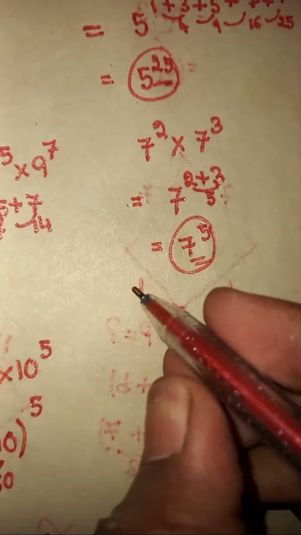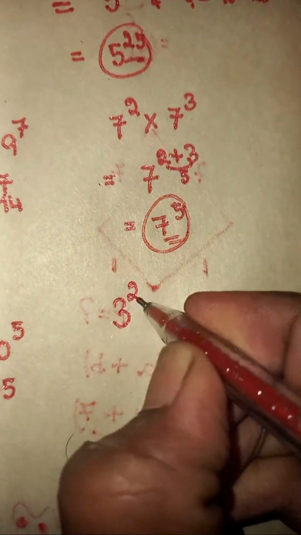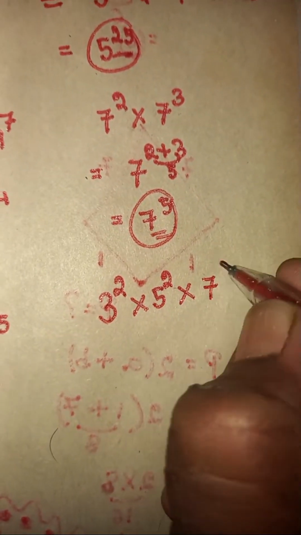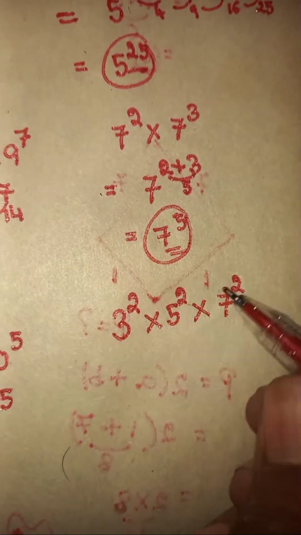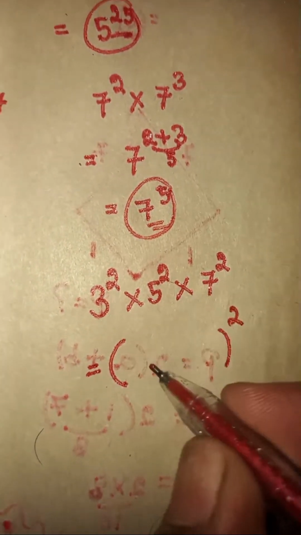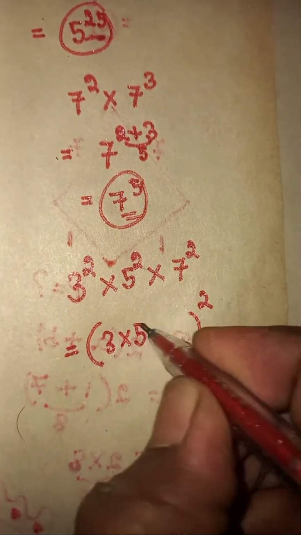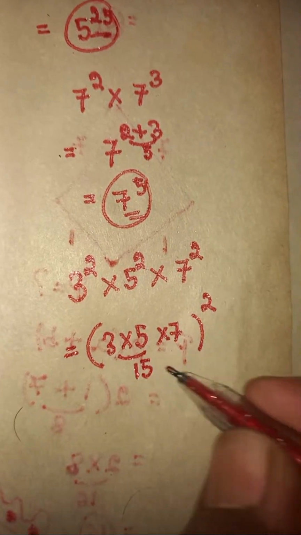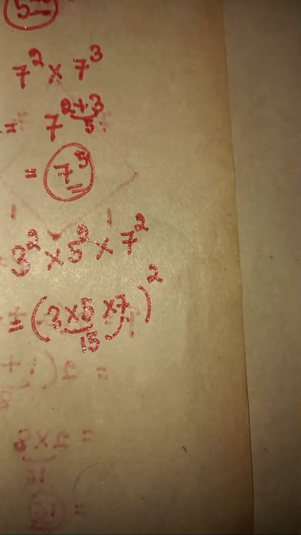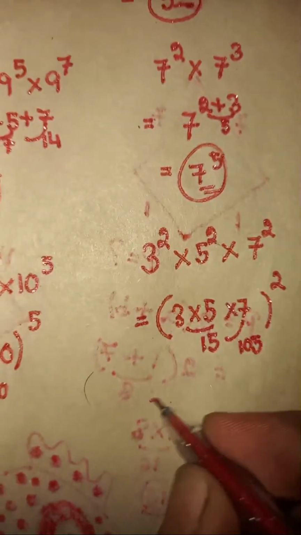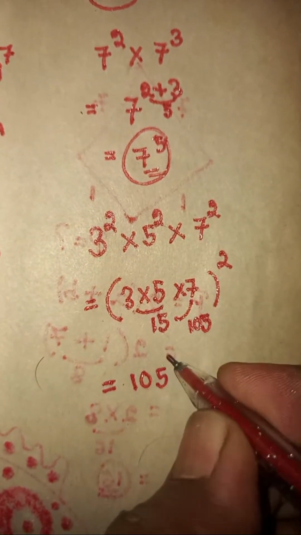Here I'm going to take, in the same way, 3 square times 5 square times 7 square. Now you need to take square as the common power and multiply the inside numbers: 3 times 5 times 7. 3 times 5 is 15, and 15 times 7 becomes 105. So this is completely equal to 105 square.